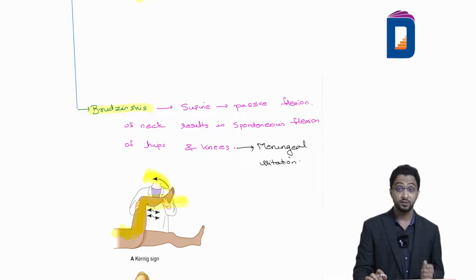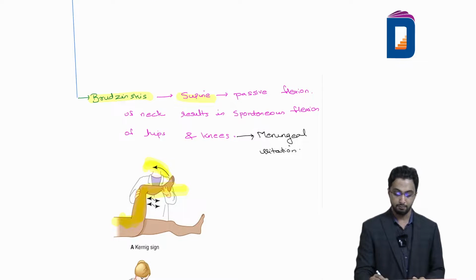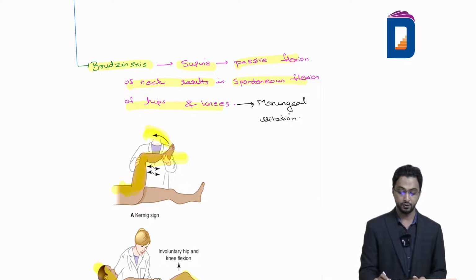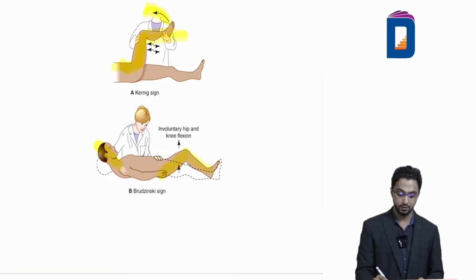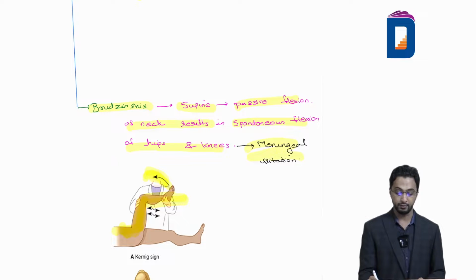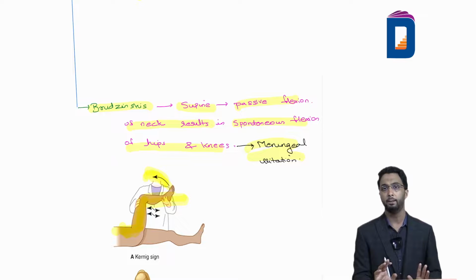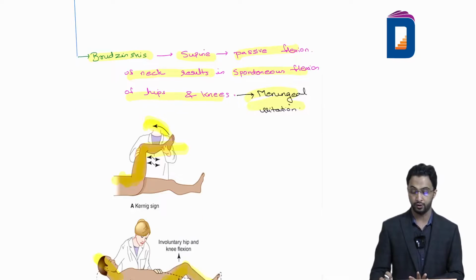Now you have the Brudzinski sign. Again, you place the patient in supine position, it's much easier. Passive flexion of the neck results in spontaneous flexion of hips and knees. So you passively flex the neck, and you see that the patient's knees get flexed spontaneously. So the hips and knees get flexed, and this is again a sign of meningeal irritation. Basically what you need to know here is that Kernig sign and Brudzinski sign are associated with meningeal irritation, and are seen in meningitis.